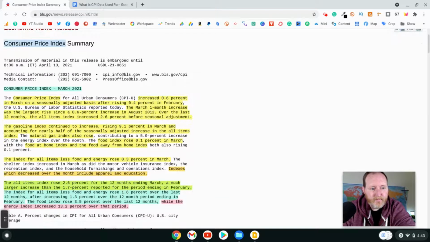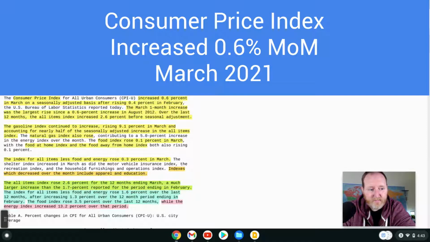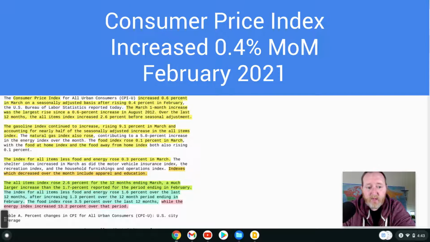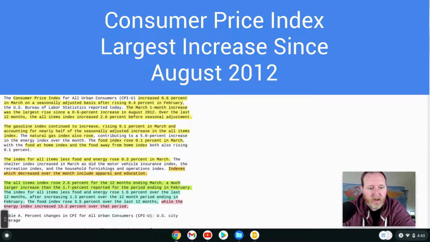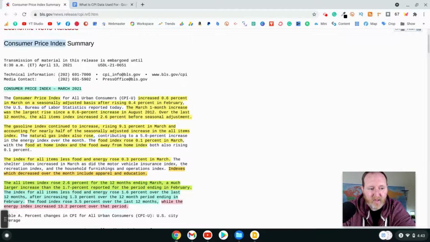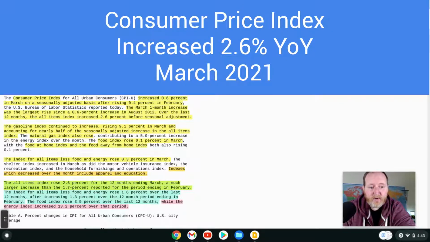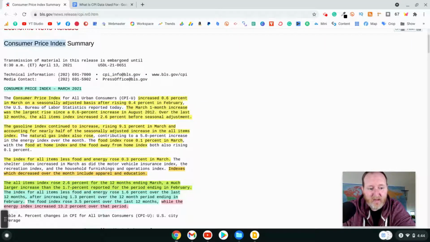The Consumer Price Index, or CPI, increased 0.6% in March on a seasonally adjusted basis after rising 0.4% in February. The March one month increase was the largest rise since a 0.6% increase in August of 2012. Over the last 12 months, the all items index increased 2.6% before seasonal adjustment.